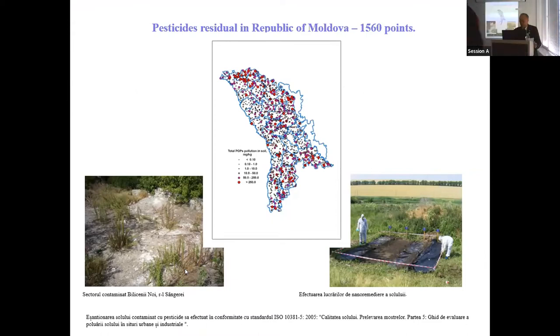First of all, I would like to mention that in Moldova, pesticides were widely used. And nowadays, more than 1,500 points in Moldova are polluted with residual pesticides, even after removing of storages where the pesticides were stored and implemented in agriculture.